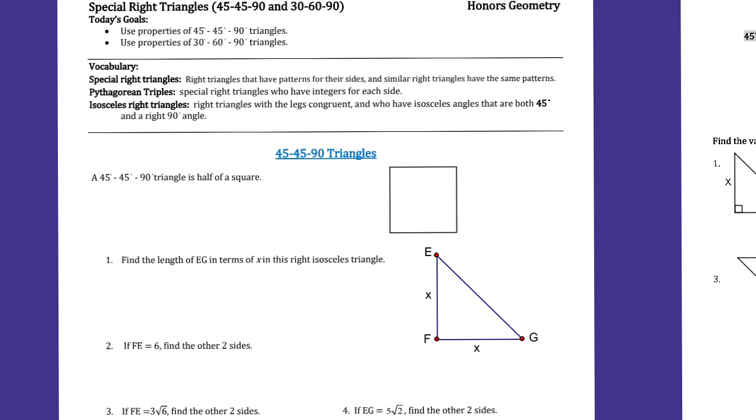So the first one is if you take a square. Okay, so an isosceles right triangle. Half of a square is an isosceles right triangle. So I'm going to take this and, okay, here we go. Take half of a square. You know a square has a right angle.